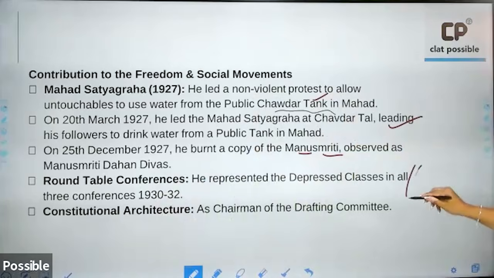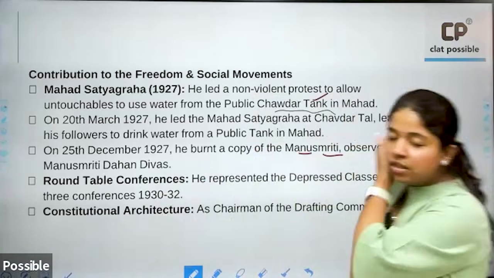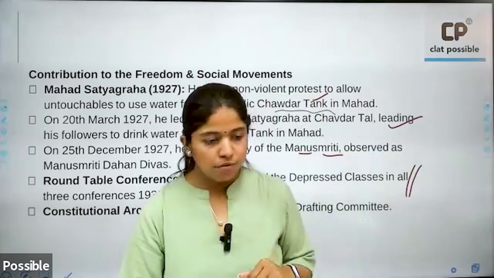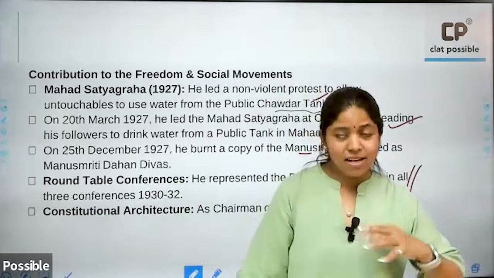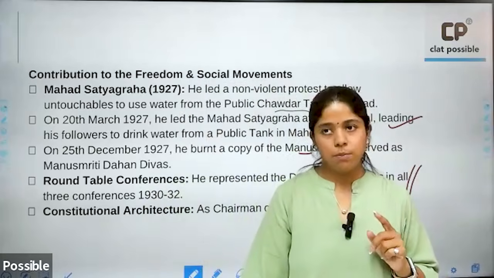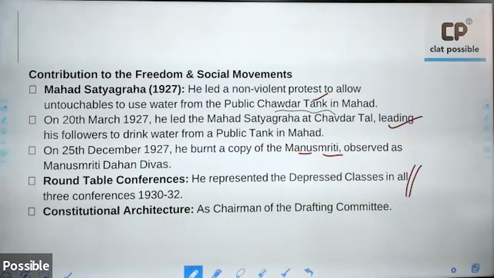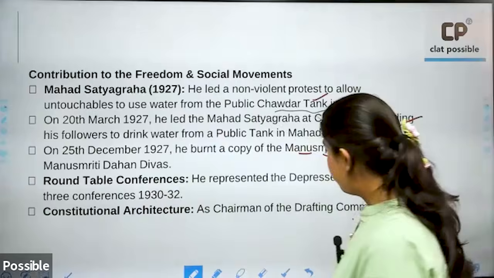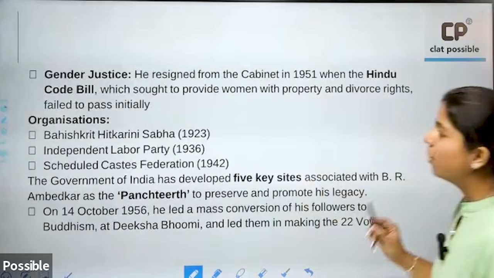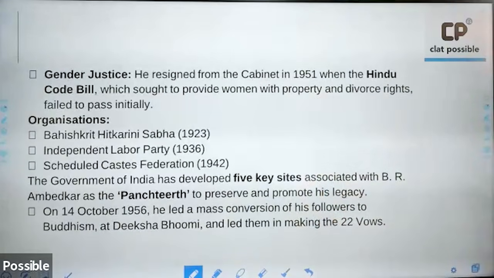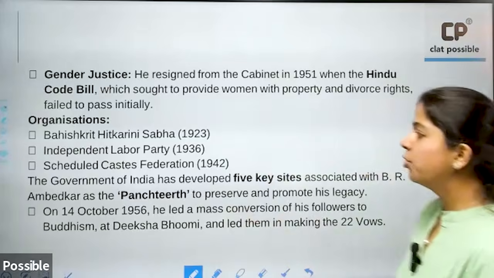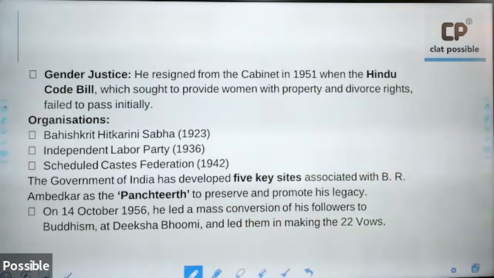Then the round table conferences, very important, where he represented the depressed classes. The important thing is that he was the one person who was present at all the three round table conferences. In constitutional architecture, he was the chairman of the drafting commission. He worked for gender justice. He brought in the Hindu Code Bill where women were supposed to be provided equality in terms of property and divorce rights. Organizations established by him: the Bahishkrit Hita Karni Sabha in 1923.